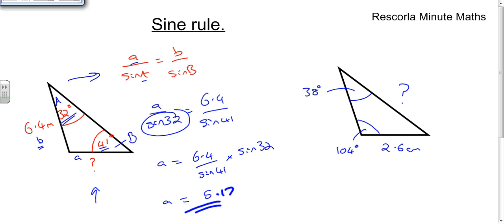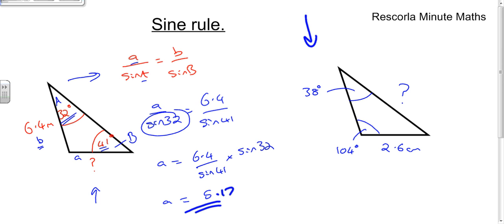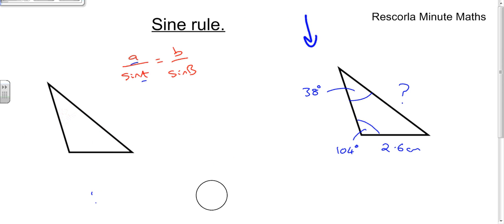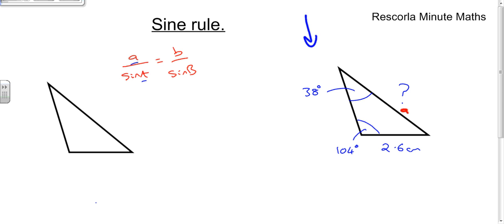So now let's have a look at this one here. Doing exactly the same way. What we do is we have A over sine A equals B over sine B. Now, A is the thing that we're looking for, the length that we're looking for, so we're going to call this one A. And the opposite angle is going to be capital A. So the length is little b, the opposite angle is capital B.